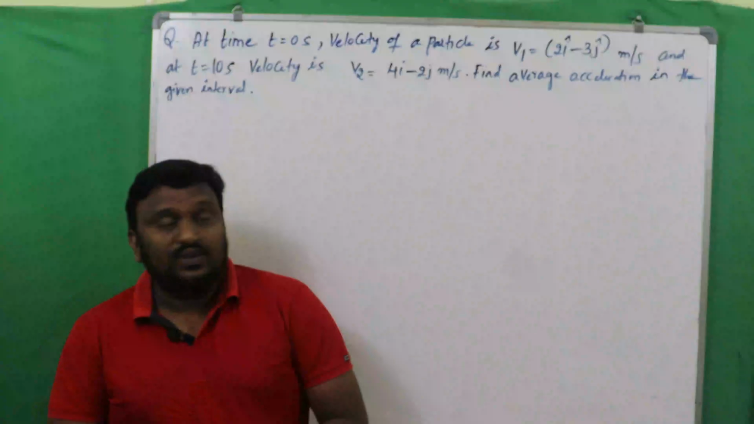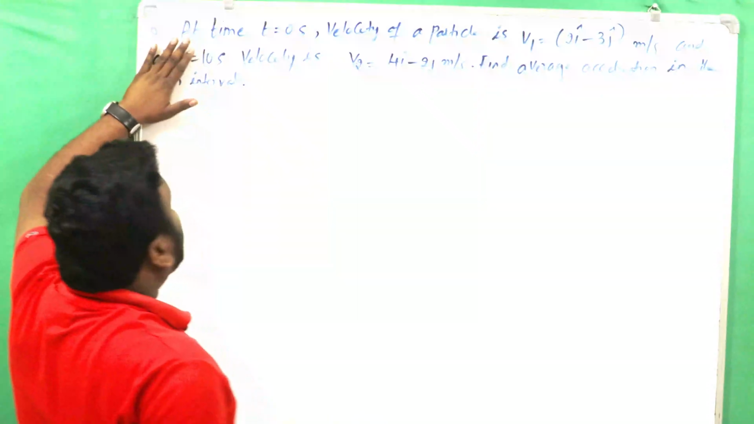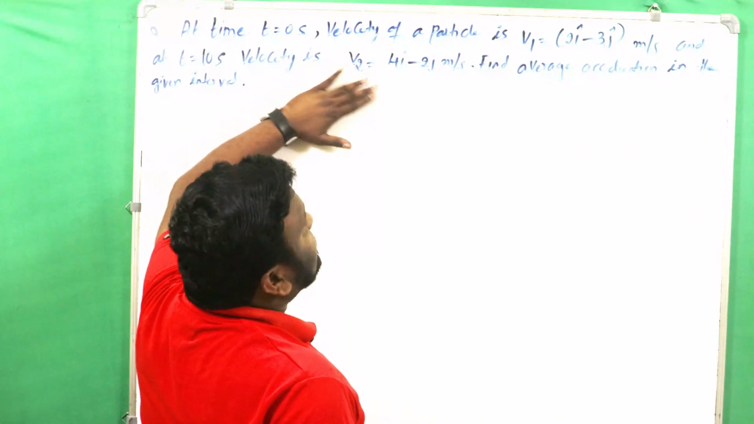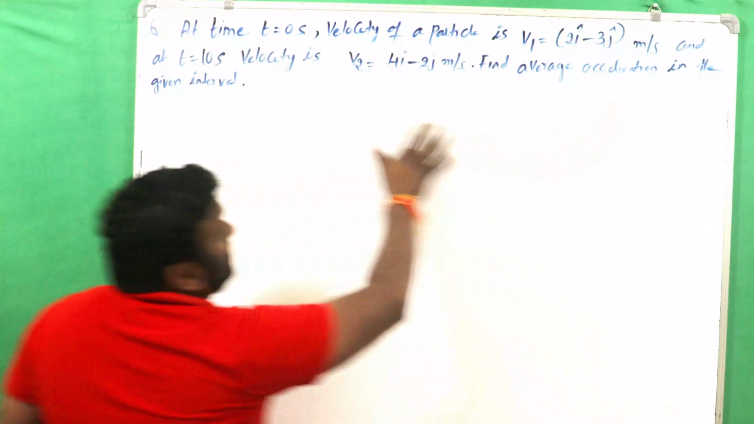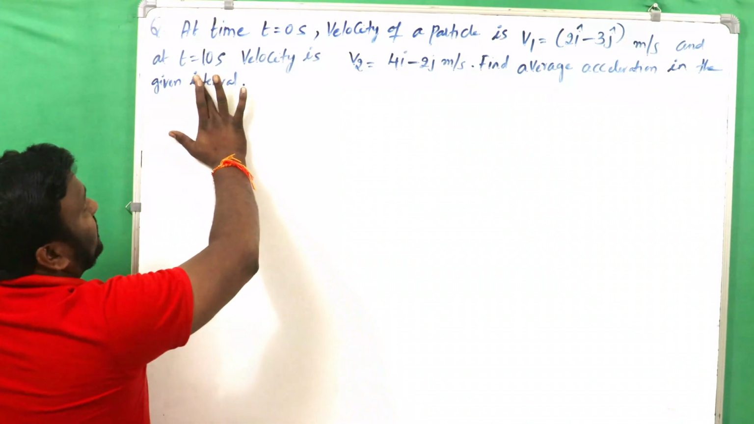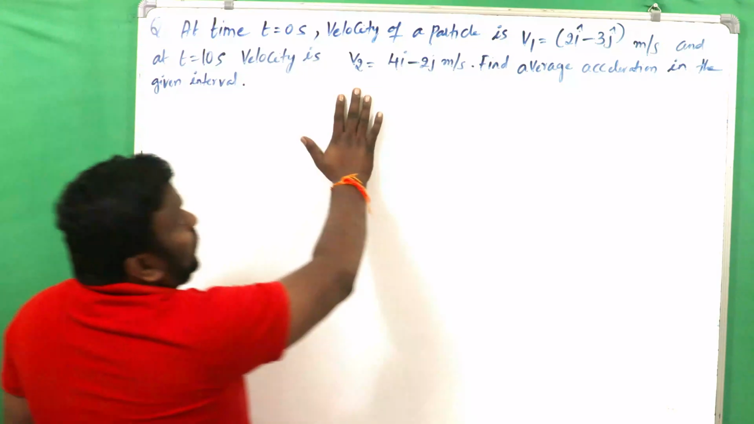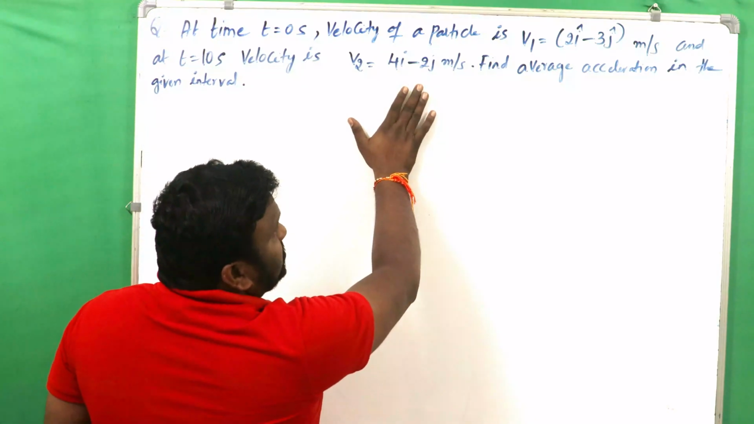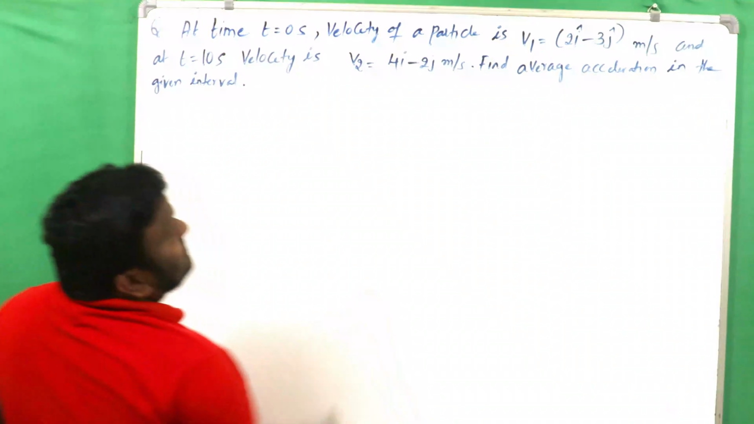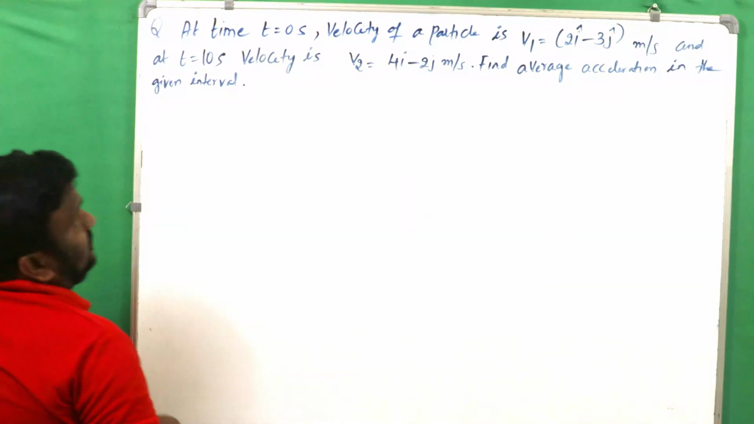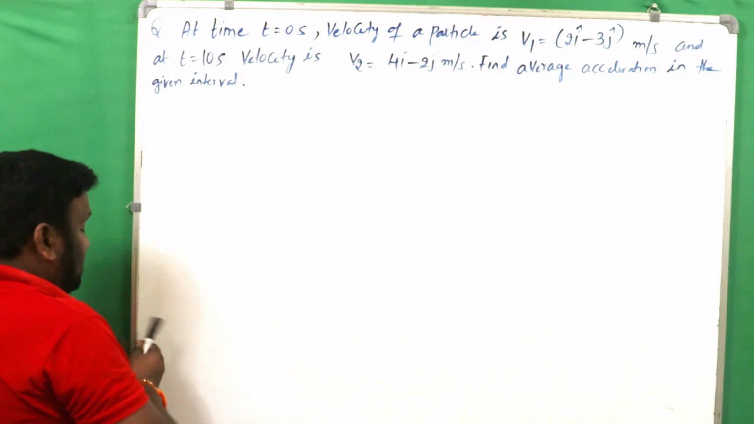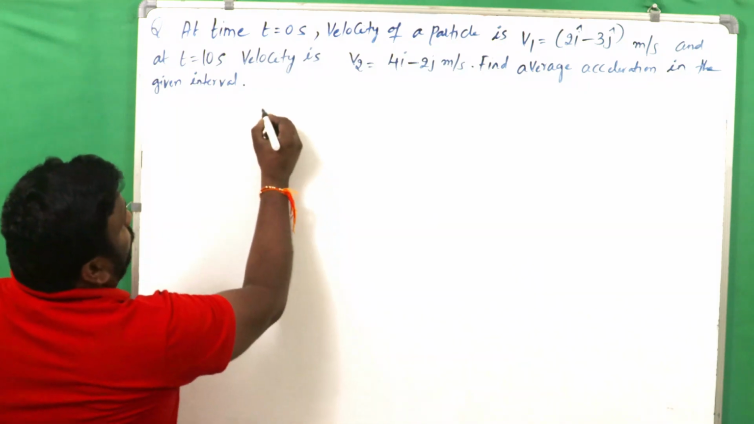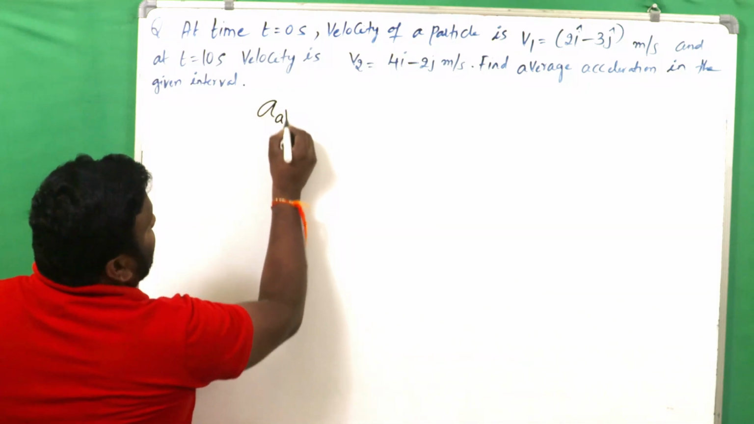Clear? See one problem. At time t equals 0 seconds, the velocity of a particle is v1 equals 2i minus 3j meter per second, and at t equals 10 seconds, the velocity is v2 equals 4i minus 2j meter per second. Find the average acceleration in the given time interval. So we have to find out the average acceleration.